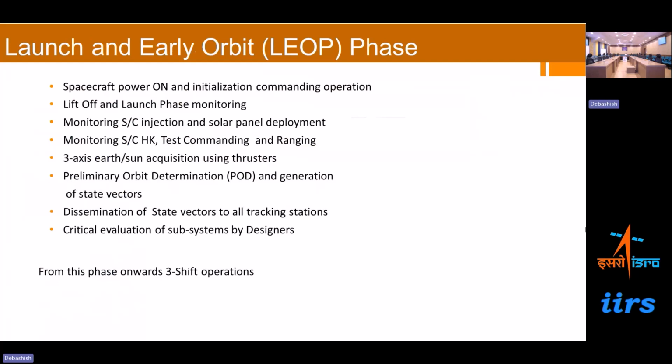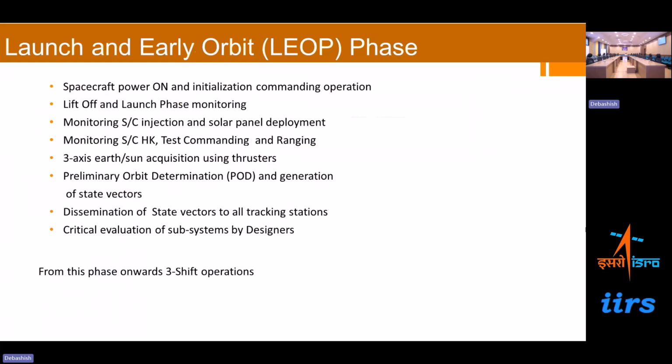See, the launch and the liftoff are autonomous. We don't have any command. This is a fully autonomous event. I mean, there are many safety mechanisms built in, but it is autonomous. We can only monitor it. After the liftoff and the launch, we come to the monitoring of the spacecraft injection.